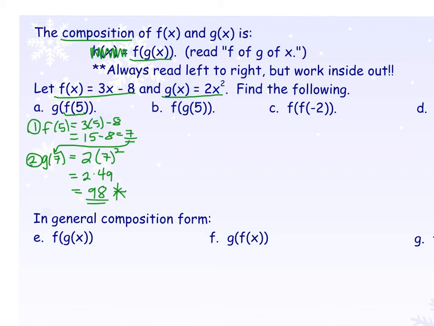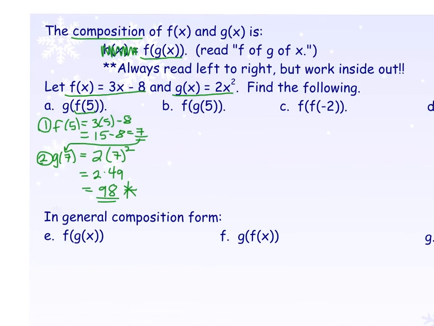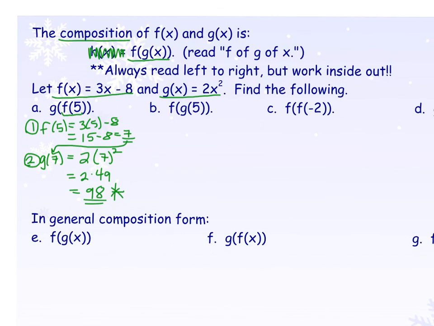Watch what happens when we flip the order around. If I take f of g of 5, we might not get the same answer. What this means is we're going to evaluate g of 5 first. So we're going to work inside out. g of 5 means we'd have 2 times 5 squared. 5 squared is 25. 2 times 25 is 50. That's our output. By definition, the output for one becomes the input for the other one.